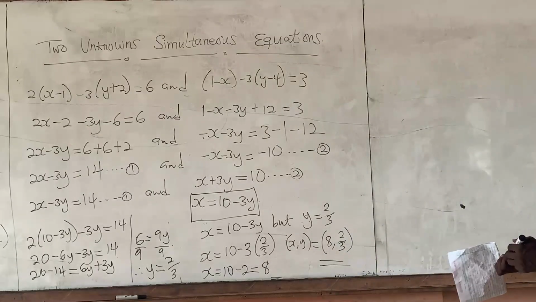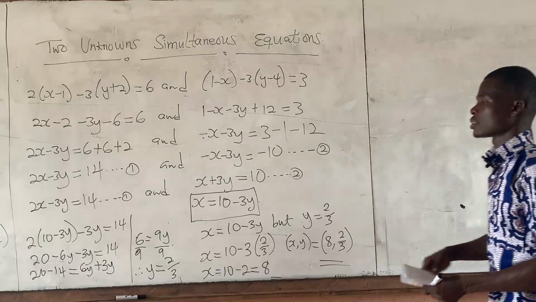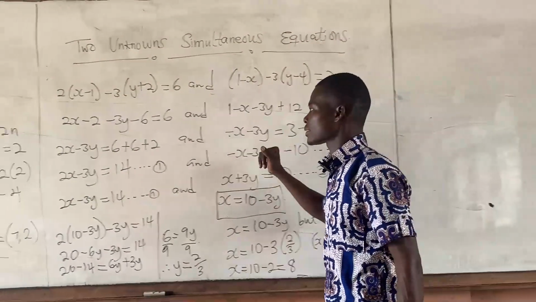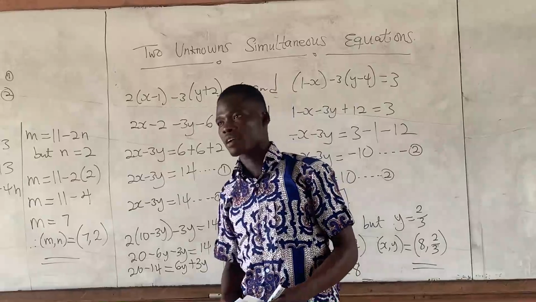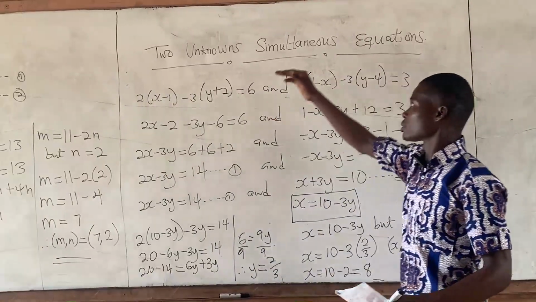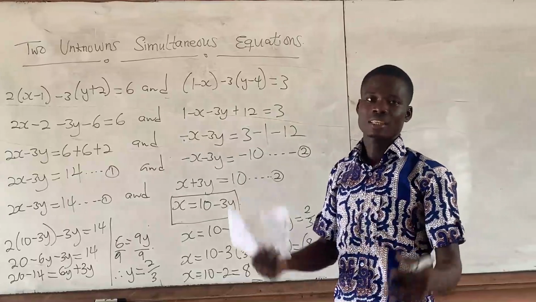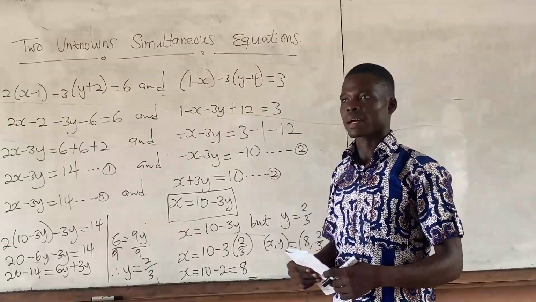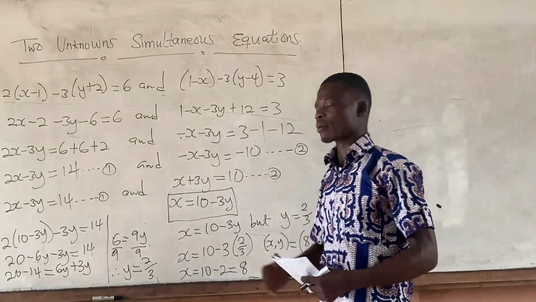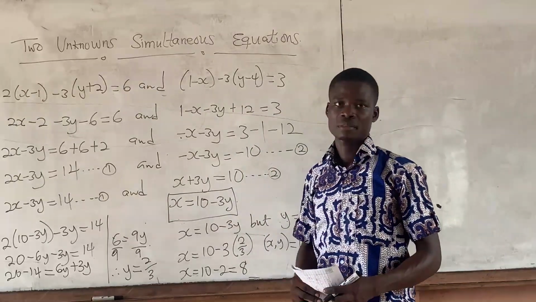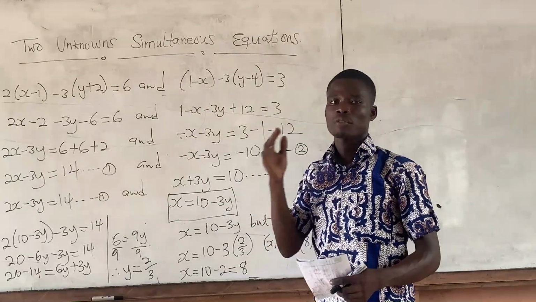So now, this is how to solve such problems. Anytime you get two unknown simultaneous equations that involve brackets, take your time to expand the brackets, make one of the variables the subject, substitute your result into the other equation, and get your values for x and y.